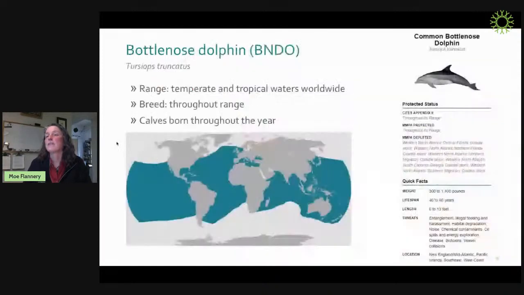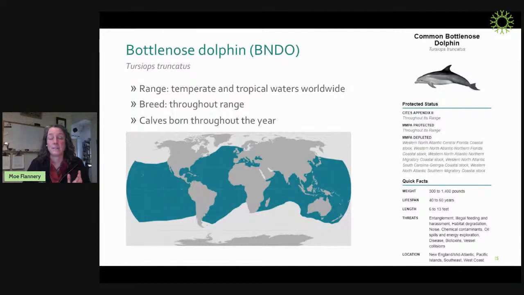So the other small toothed cetacean that we find in the San Francisco Bay Area is the bottlenose dolphin. Their population is growing quickly in our area and has been expanding northward. They're found throughout the world in temperate and tropical waters. For a small cetacean, they can actually be quite large.